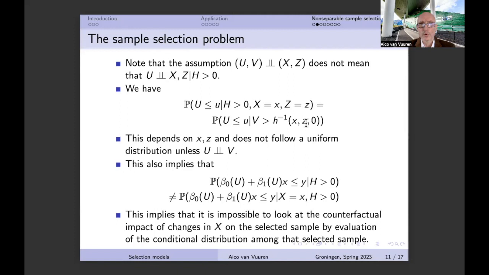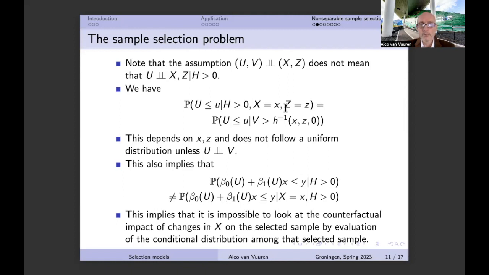And that means, of course, that the distribution of u depends on the outcomes of x and z, so therefore they depend on x, z, as we have written down over here. Unless, of course, u and v are independent from each other, but that is a very restrictive assumption to make that we don't actually want to make in this particular model that we have over here.